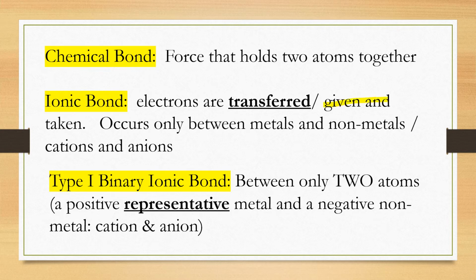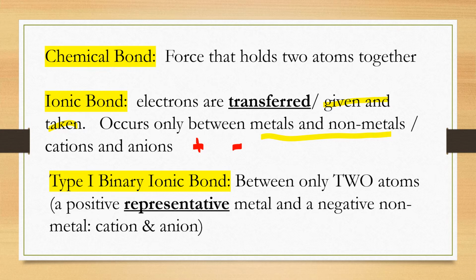This only occurs between metals and nonmetals, which are cations and anions. So you have to have, very important, a positive and a negative. You've got a positively charged ion and a negatively charged ion that form an ionic bond. That's a metal and a nonmetal, or a cation and an anion.